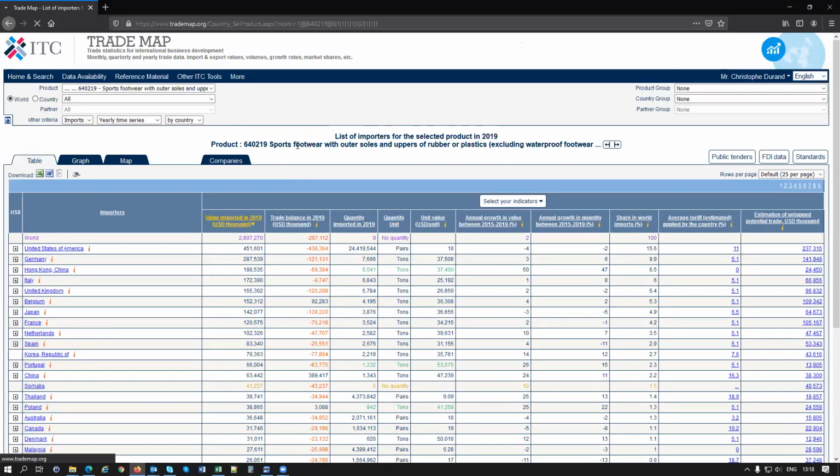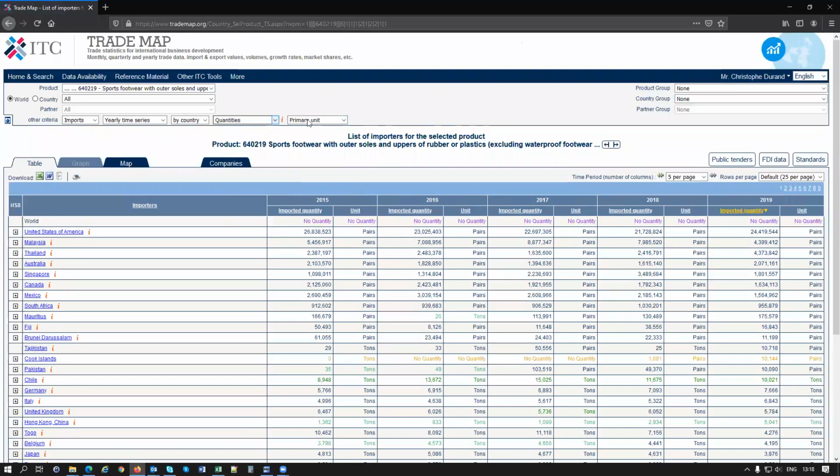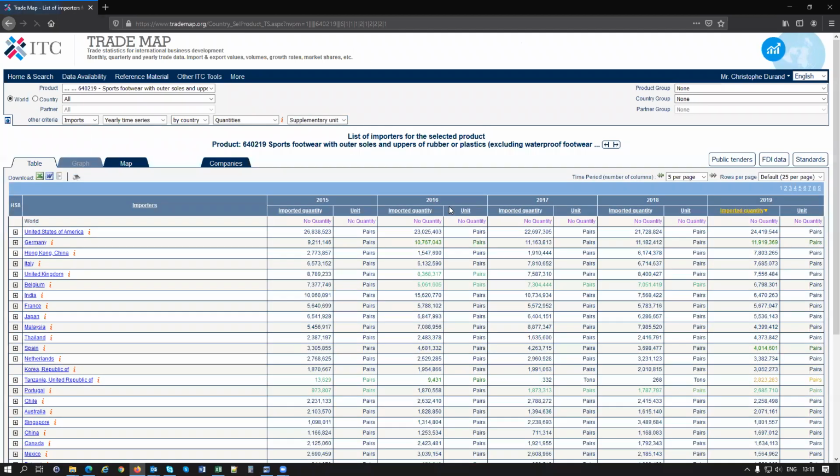The yearly time series by default will display values. You may want to switch to quantities. And in here, when you switch to quantities, you have another combo box here, and you can display either the primary unit or the supplementary unit. And for those countries that report both tons and pairs, and yes, it does exist, if you click on supplementary unit, then you will get as many pairs as possible. So you see, here I have pairs everywhere.